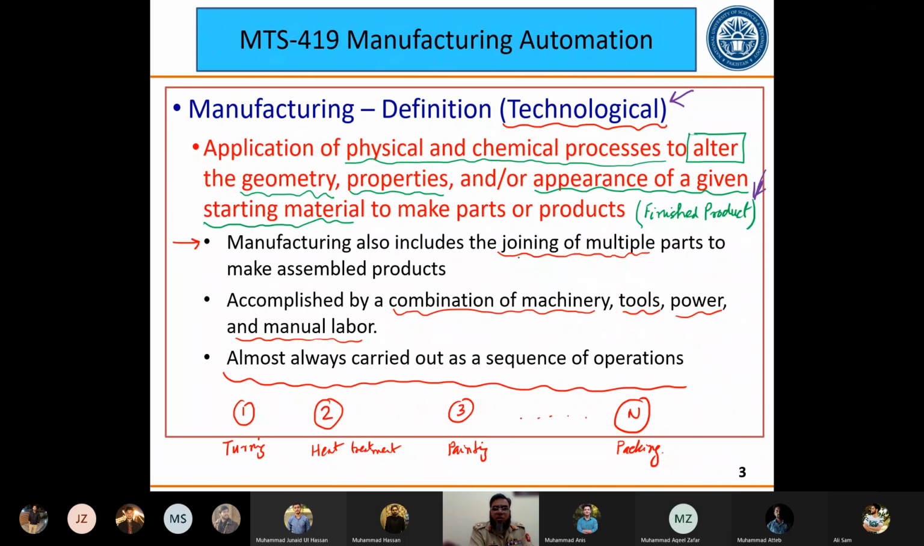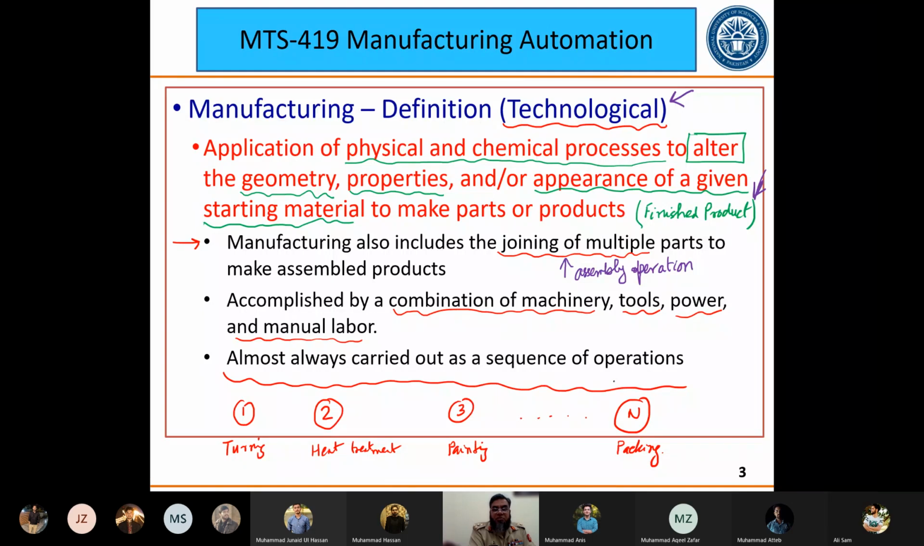So what does manufacturing include? It may include the joining of multiple parts, so it can be an assembly operation to make and assemble products, or it can be accomplished by a combination of machinery. By combination of machinery, we mean that we are going to use some tools, power, or manual labor to carry out some process on the work part. So this is using some tools, maybe power tools, and manual labor can also be applied. So this is going to carry out the manufacturing for us.